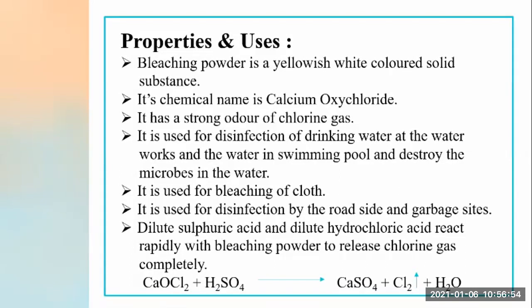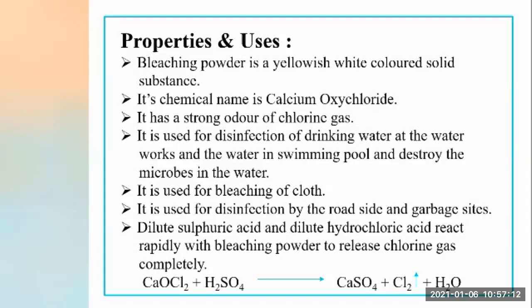Bleaching powder is used for disinfection of drinking water at water works, from where we get our water. Again, the water used in swimming pools is also disinfected with the help of this. Why? Because it destroys the harmful microbes in the water, which are dangerous for us. It kills those microbes and makes the water infection free, so we can use that water for our daily uses.